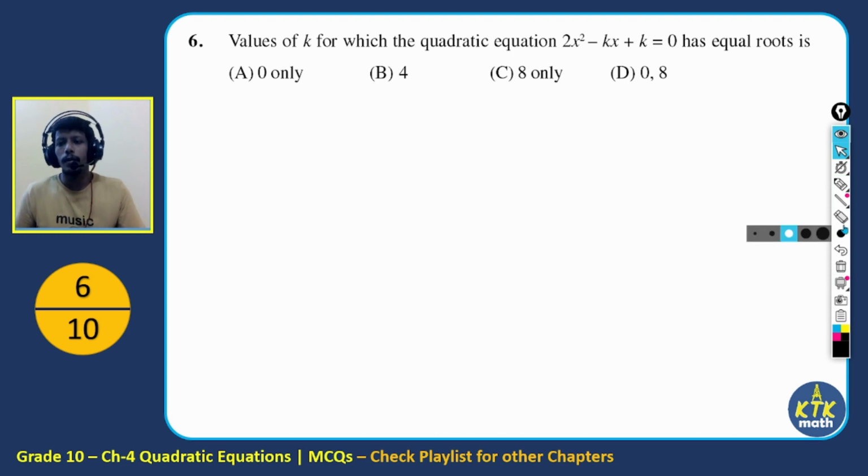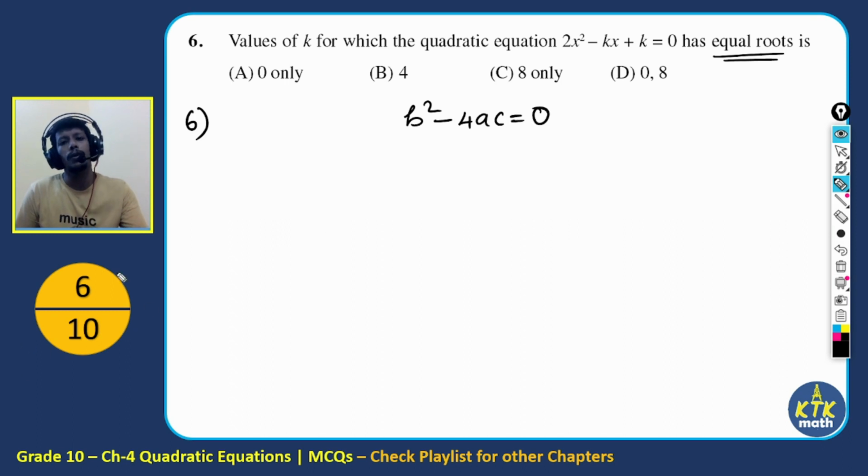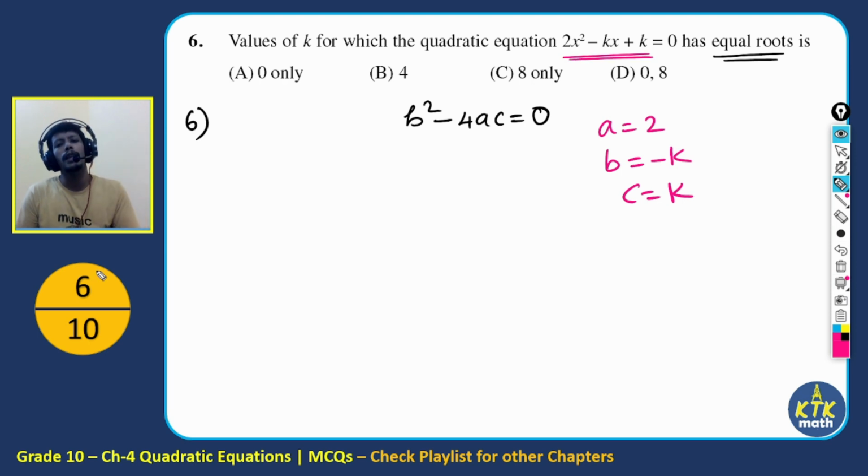Okay, now question number 6. Values of k for which the quadratic equation has equal roots. So equal roots, which means what? They are talking about nature of roots. The condition for equal roots is b square minus 4ac equals 0. Now from your equation, comparing with ax square plus bx plus c, I am picking a value 2, b value negative k, c value k. Now substitute all the values here and we need to find your k value.